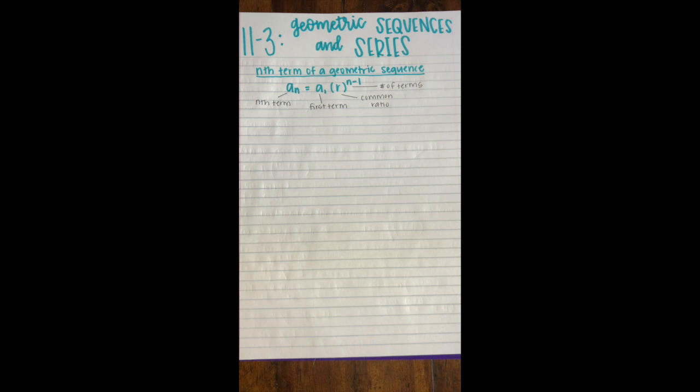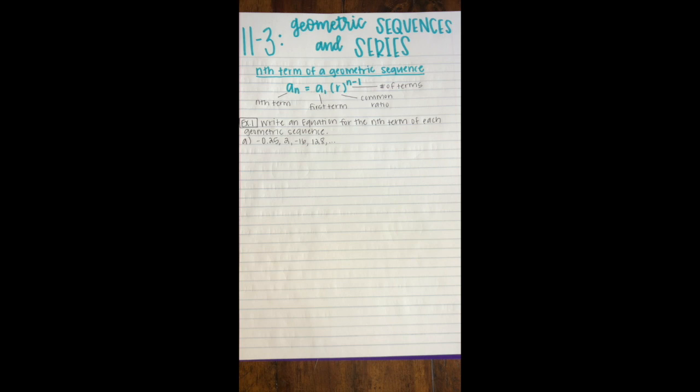Talking about geometric sequences and series. So the first thing we need is this formula for the nth term. So we have that the nth term equals the first term times the common ratio raised to the number of terms minus 1. And we're going to use that to solve most of our examples.